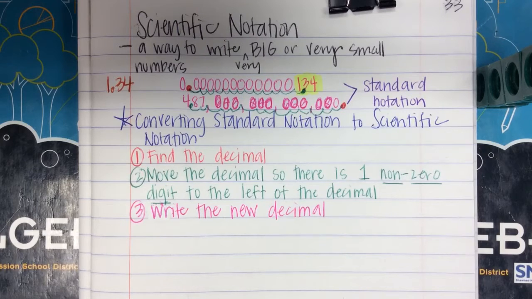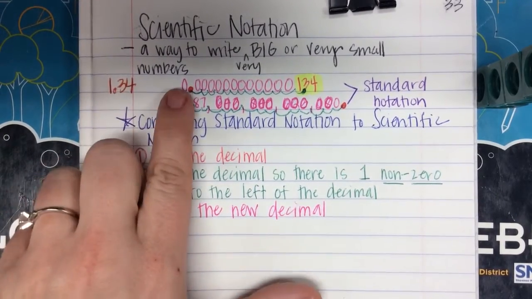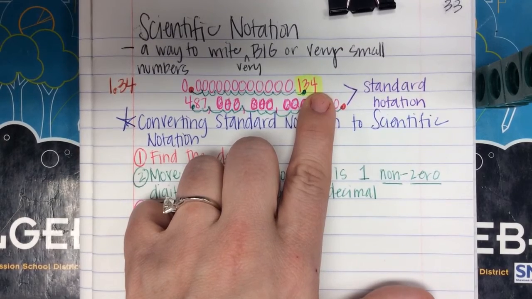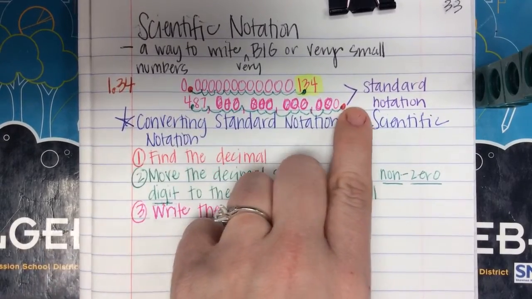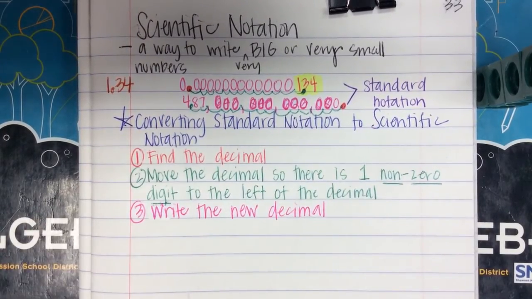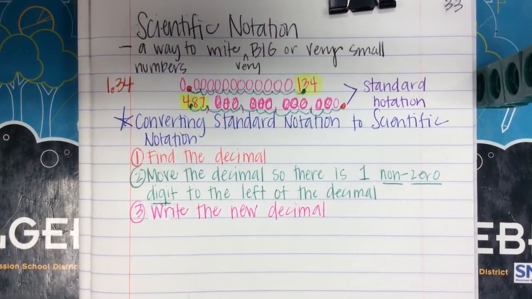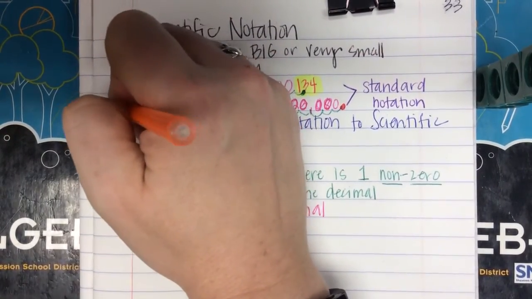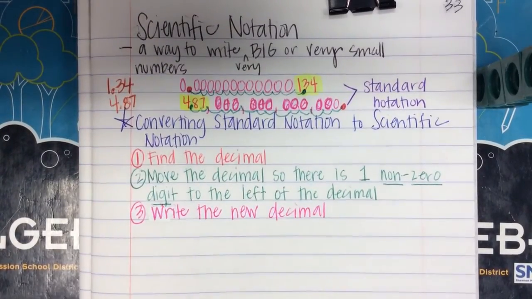Because that's scientific notation, we're going to add something to it. We're not done yet. But it's a whole lot easier to say 1.34 than to read this, isn't it? Dakota, what's this new decimal? 4.87.